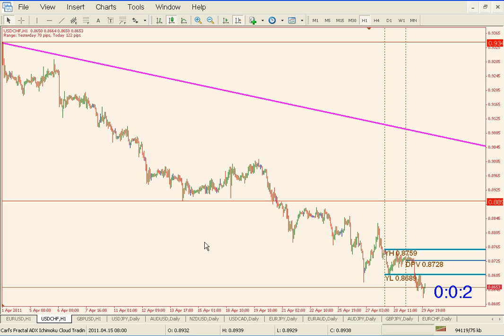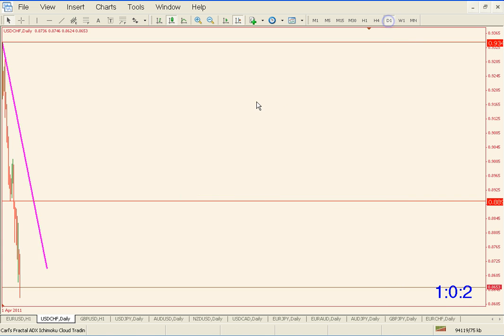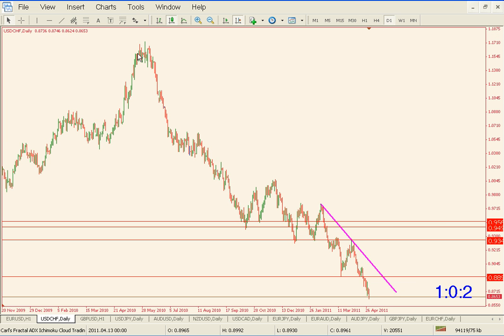But what I do first, usually, I trade off the hourly chart, so I usually go to the daily and I'll see what the trend is. The trend is down. It's been down since roughly April of last year, mid-April of last year, up till now. So that's a good year.